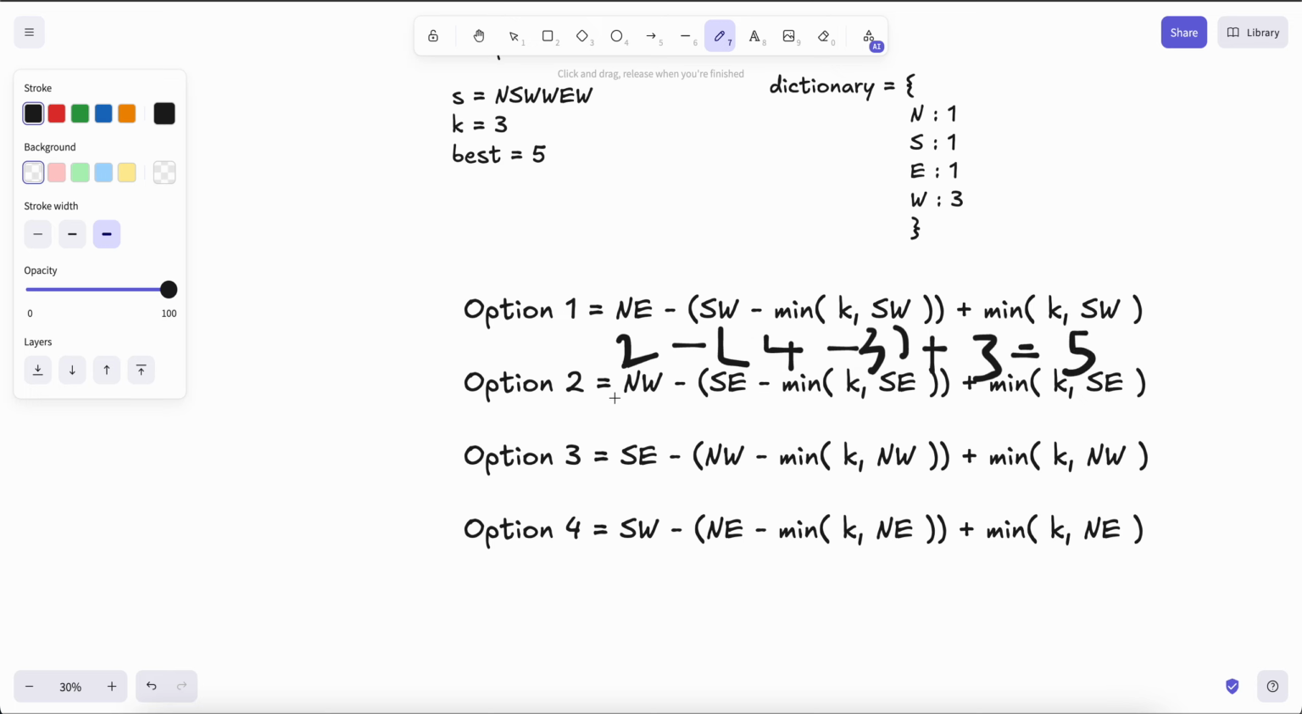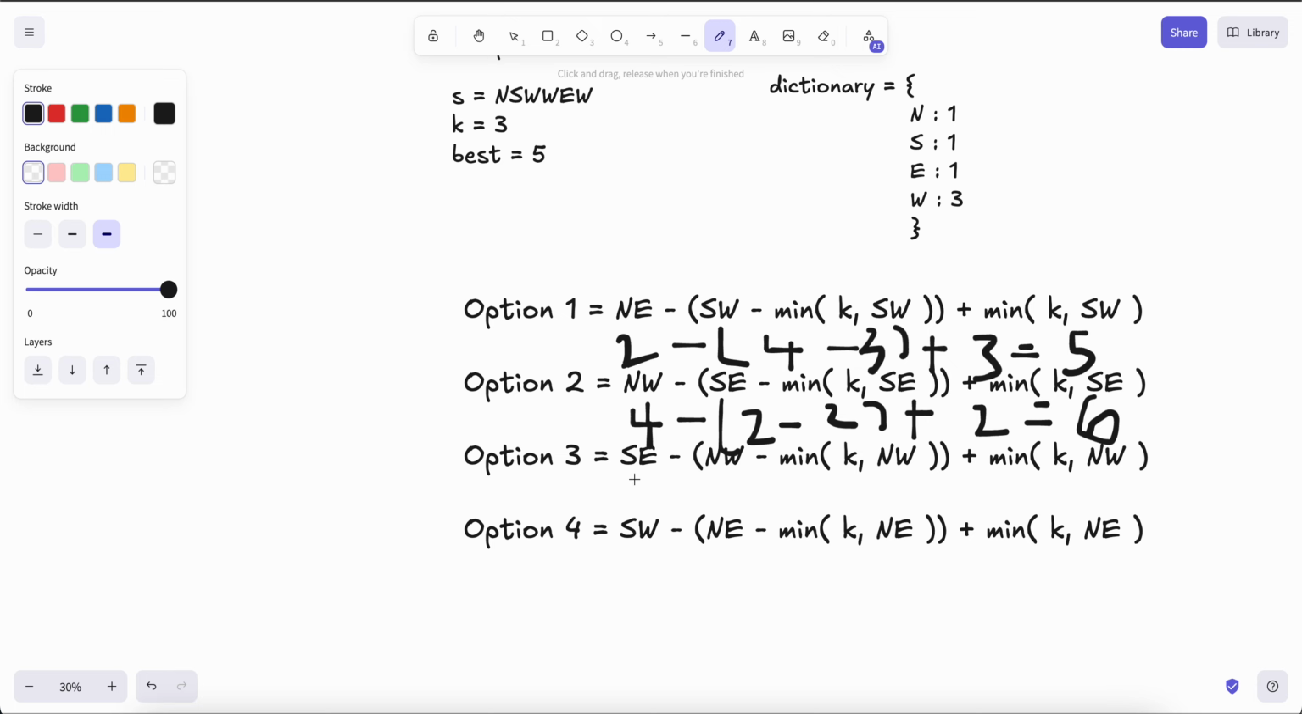Now moving on, let's look at NW. NW is 4 here, minus SE. What is SE? SE is only 2. So in this case, the minimum value between K and SE is 2, and then you're going to add 2 here. So 4 minus the difference between 2 and 2 is 0, so you still have 4. And then you're going to add 2 to here, then you're going to get 6.